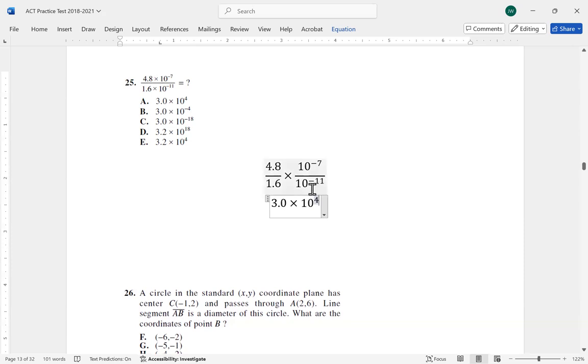You can also do that by thinking of negative exponents as reciprocals of numbers with positive exponents. So multiply by 10 to the 11th power on both top and bottom. In any case, we get 3.0 times 10 to the 4th power, which is option A. So A is the correct answer to question 25.